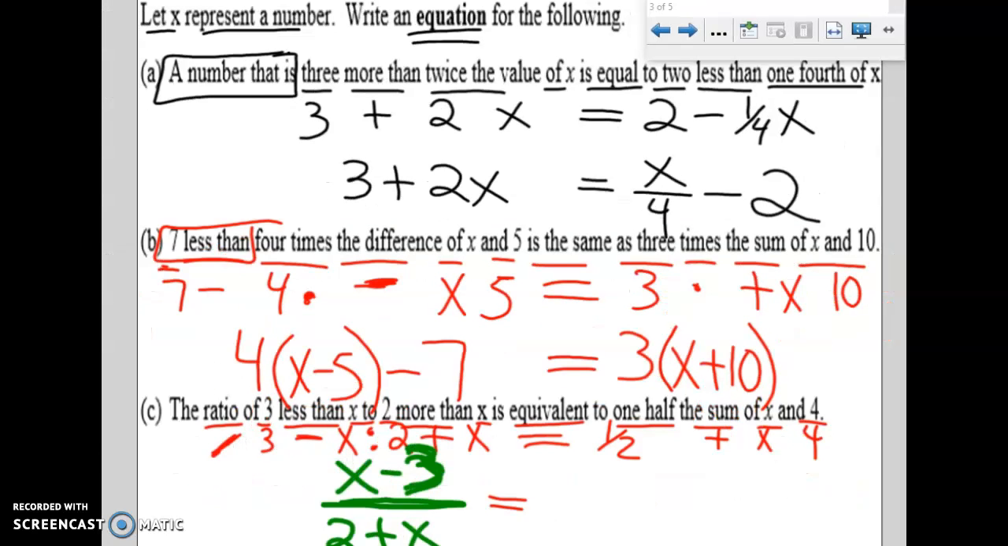other side. So if we have 1/2 of the sum of x and 4, remember that half of something is dividing it by 2. So I'm going to go with another color here. I'm going to divide by 2. Now what am I going to divide? The sum of x plus 4. Okay? So if I write it as a fraction, I don't even need the parentheses. I can simply write it as x plus 4 divided by 2. All right?